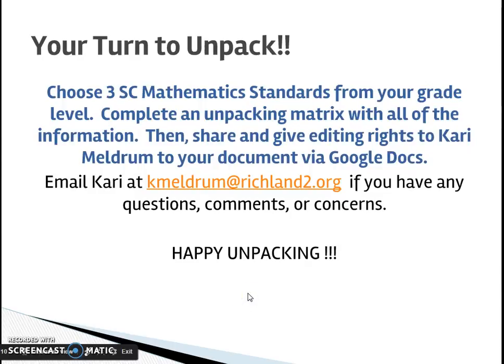Now, it is your turn to unpack the standards. Choose 3 South Carolina math standards from your grade level. Complete an unpacking matrix with all of the information. Then share and give editing rights to me, Carrie Meldrum, via Google Docs.